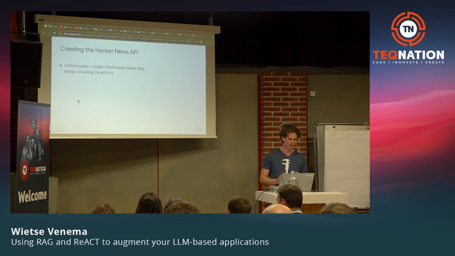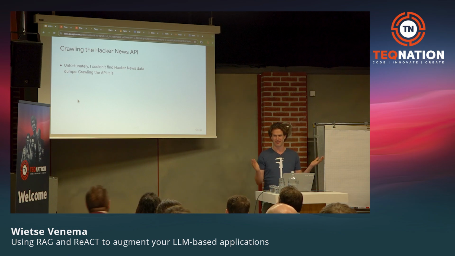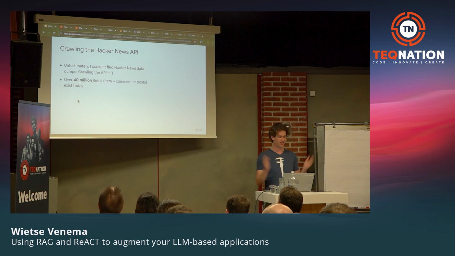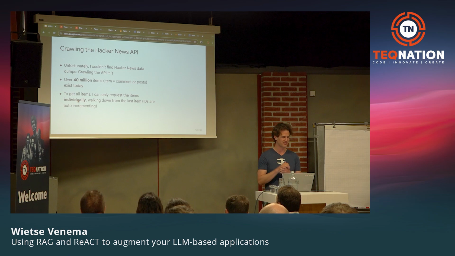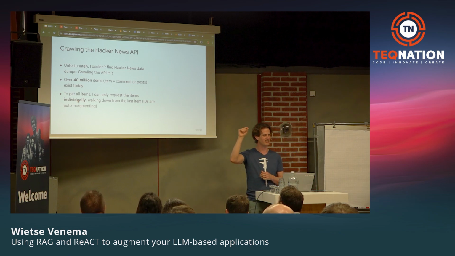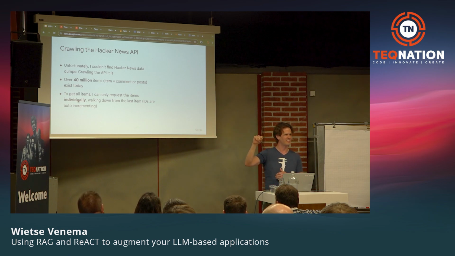Unfortunately, I couldn't find any data dumps of this Hacker News data, so crawling the API is what it is. And that's going to be simple, because it's just over 40 million items. An item is a comment or a post, as you just saw, that exists today. And I'll request all those items individually, walking down from the last item, because all the IDs are auto-incrementing. So if I know the maximum item ID, then I can just walk back and request all of them, right?